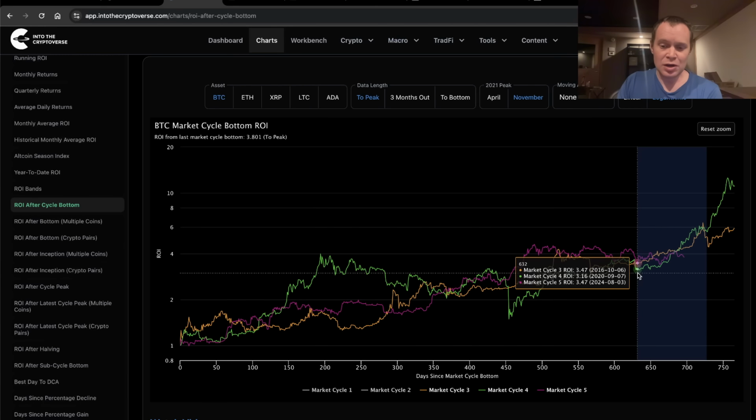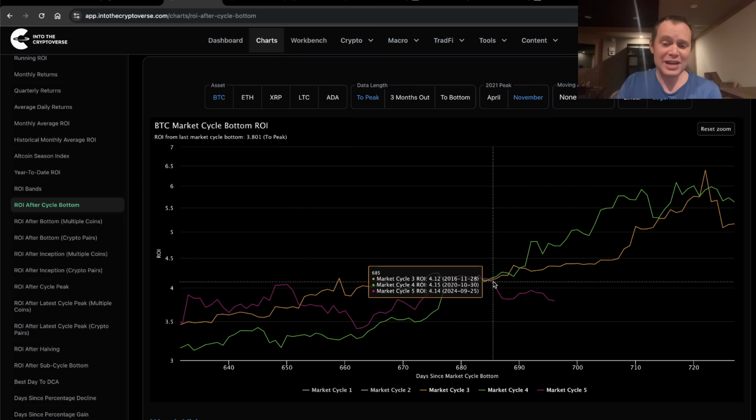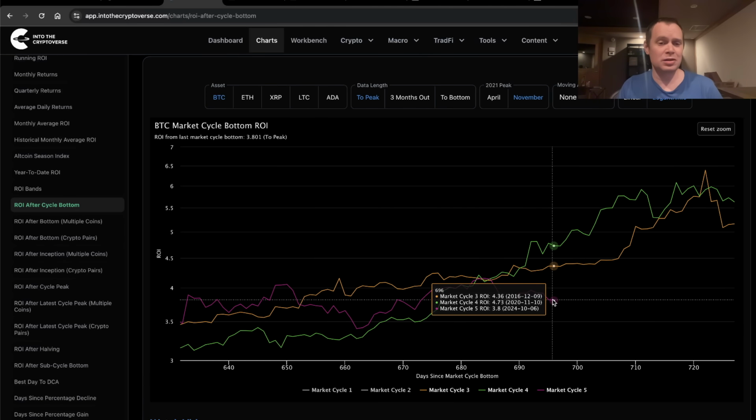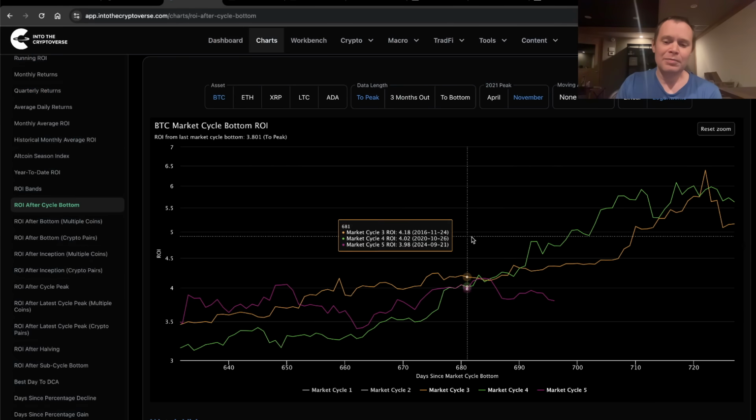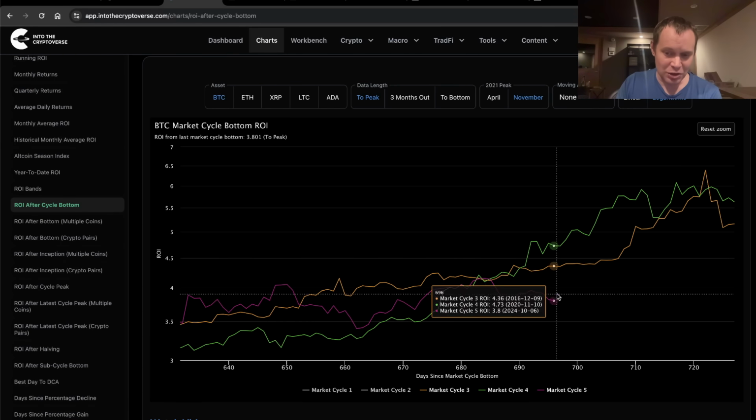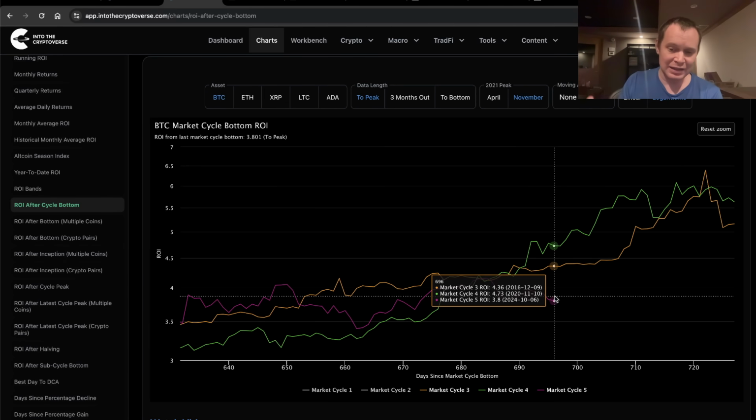What's interesting is while Bitcoin has spent a decent amount of time ahead of the last two cycles, now it's actually below the last two cycles in terms of ROI from the low. Now this is updated obviously on a daily basis. So, with the rally that Bitcoin has experienced today back up to 63K, it's going to go back up a little bit. But at this point in the cycle, two cycles ago, Bitcoin was up about 4.36x. Last cycle, it was up about 4.73x at this point in the cycle.